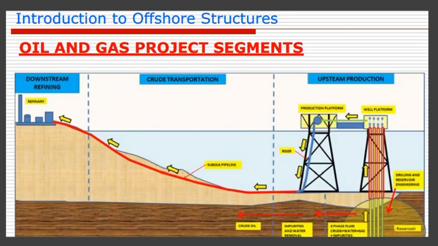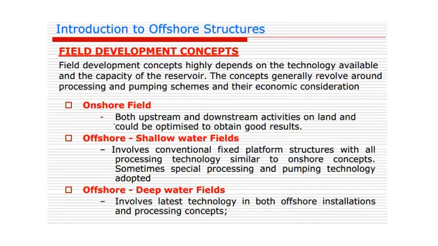And here you can see oil and gas project segments. If you see upstream production, these are the wellhead platform and process production platforms. It's taken from the reservoir and it's taken to the riser. This is the crude transportation, mostly the pipelines, and then downstream refining. Field development concepts: if you see offshore shallow water fields, sometimes both upstream and downstream activities on land could be optimized to obtain good results, right?